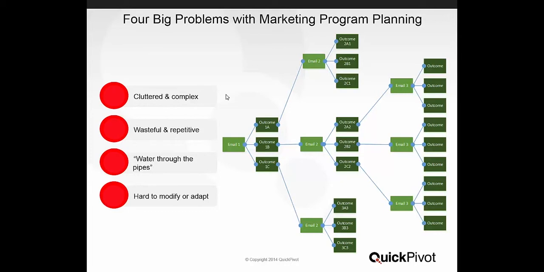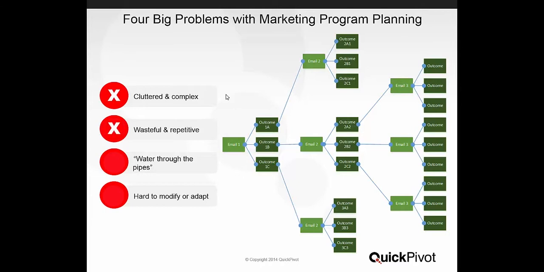Program Palette makes the hard job of planning and deploying customer lifecycle marketing programs easy. Traditional planning tools saddle marketers with four big problems. First, the designs are cluttered and complex. Almost all program designs are based on traditional decision trees, which explode with complexity and create a visual mess.